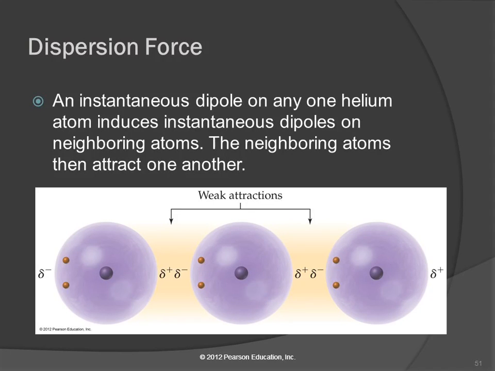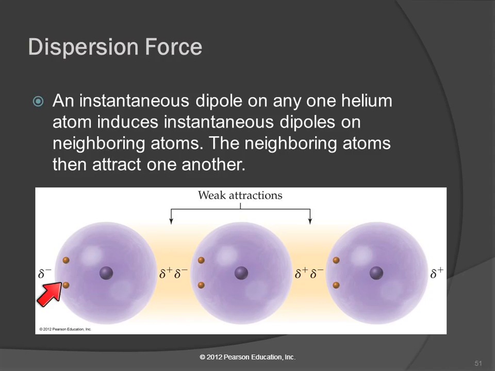Quick review, in case you've forgotten things since Friday. We were talking about dispersion forces and how in even an atom, a small atom like helium, the electrons can be unevenly distributed just randomly.